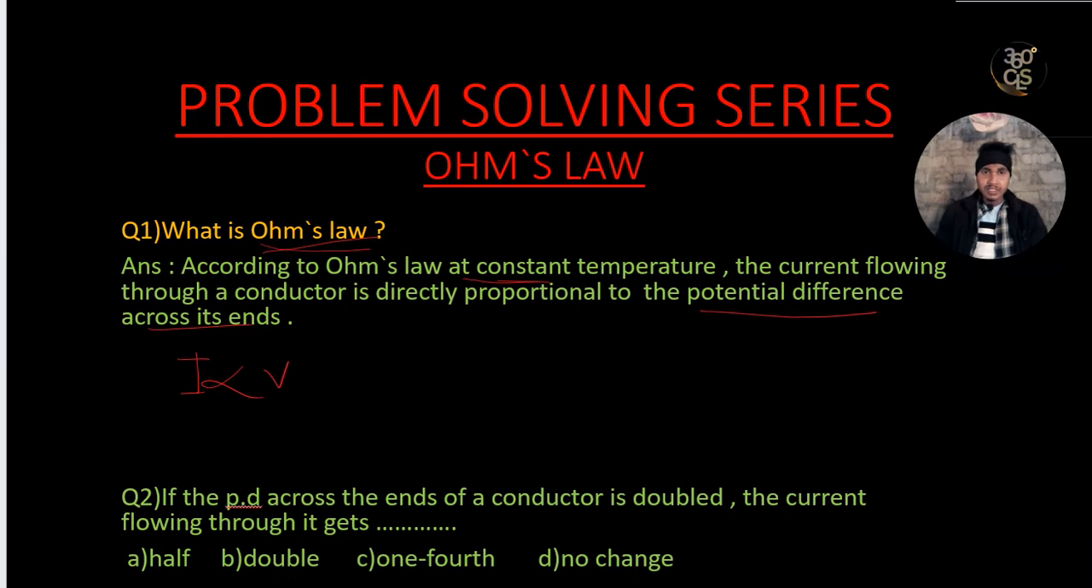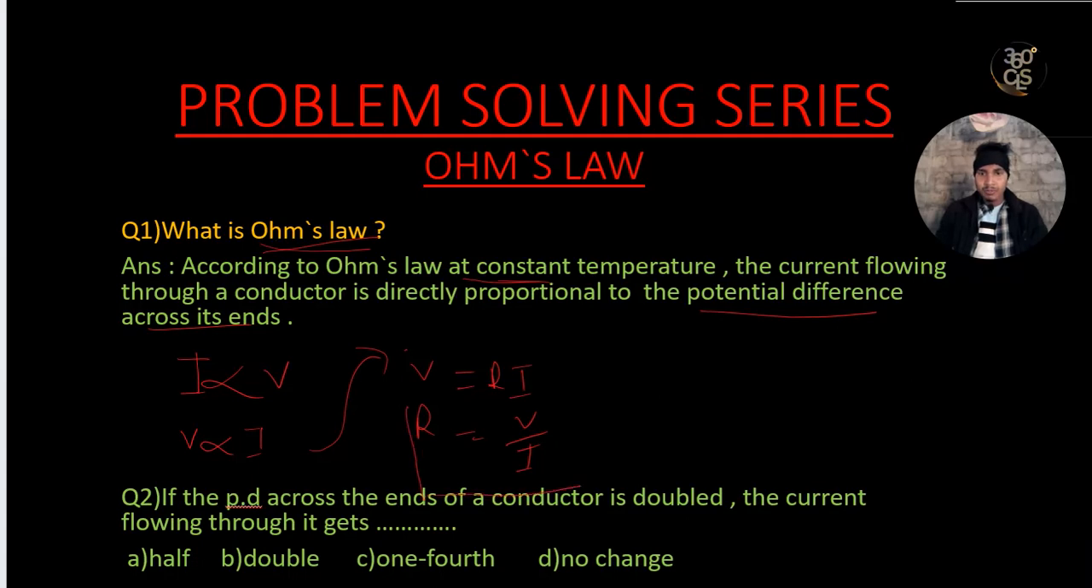V. Suppose in a conductor, I amount of current is flowing. So I is directly proportional to V. Now, this can be written like this: V is also directly proportional to I. Now, V is equal to R I. So from this we can say R is equal to V upon I.